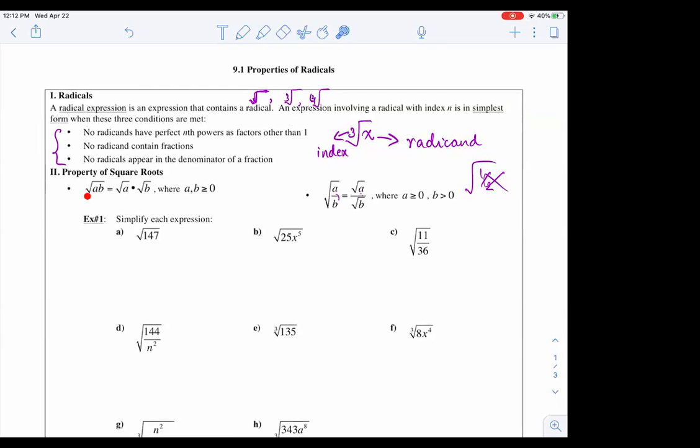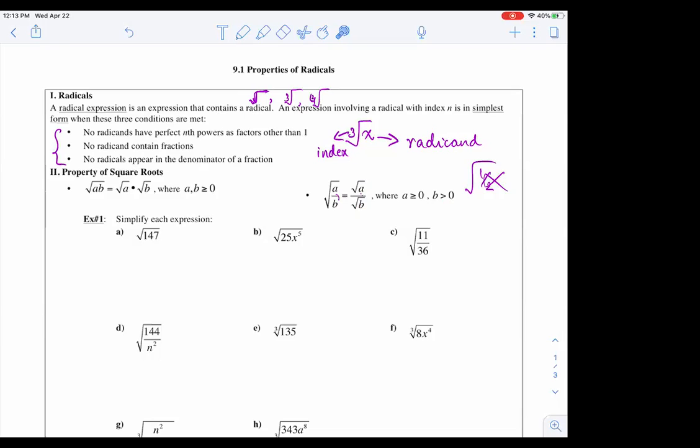If you are taking the square root of a product, a times b, you can actually split the square root and take the square root of each of the factors. You can take the square root of a and multiply that by the square root of b. And if you're taking the square root of a over b, you can do the same thing. You take the square root of the numerator and divide that by the square root of the denominator. So square root of a divided by square root of b, provided your b cannot be 0.